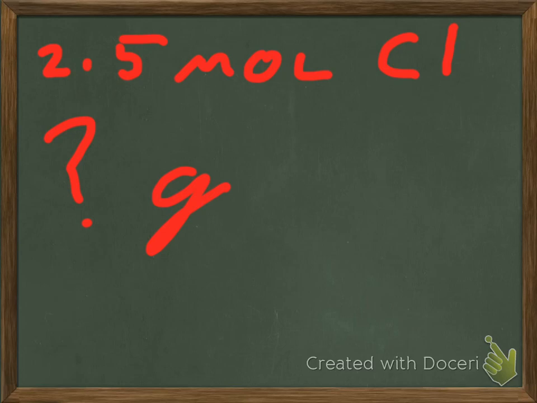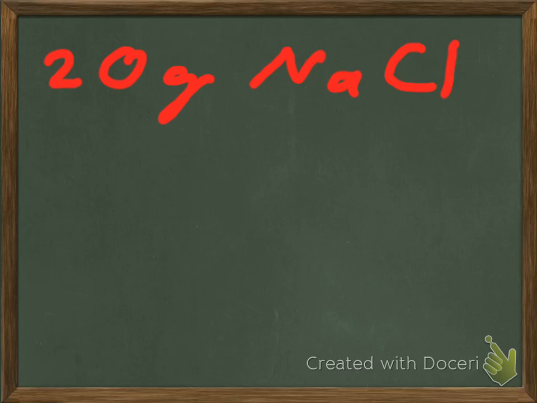The other one that we're going to do real quickly is, let's say we have 20 grams of sodium chloride. So you have a compound this time, and you're starting in grams. And the question is, how many moles is that? So that's your second conversion that I want you to try at home, and then we'll see if you get them correct in class.